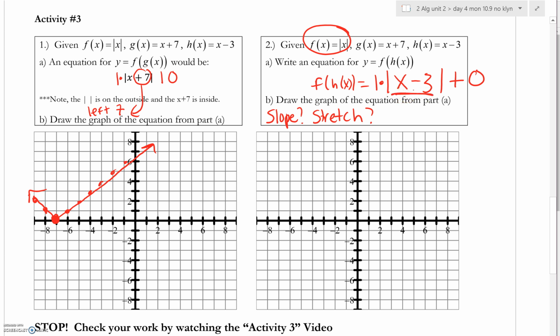But there is a shift horizontally. There's a change to the input, something that we're changing to x before we apply the absolute value function. Minus 3 means it moves to the right 3. So again, the original absolute value function would have a vertex there at 0, 0, but we're shifting this to the right 3. 1, 2, 3. And with a slope of positive 1 to the right and a slope of negative 1 to the left, we can see that our composition will take that shape there. All right, give the bonus a try.